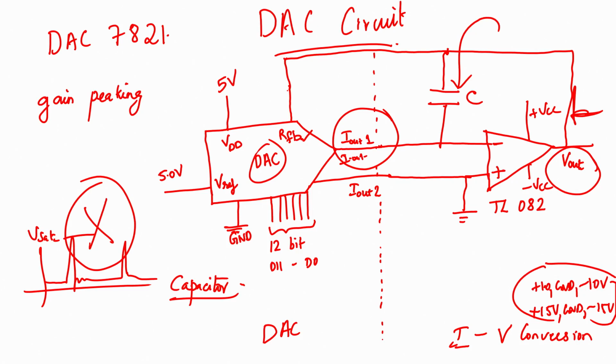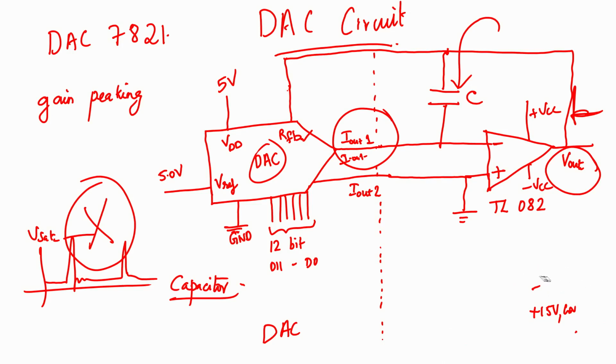So, let us go back. Suppose we have a reference voltage of, let us say, 5 volt, and you all know that this is a 12 bit DAC, correct. 12 bit DAC means it will have how many levels? It will have 2 raised to 12 equal to how much? 4096 levels, correct.